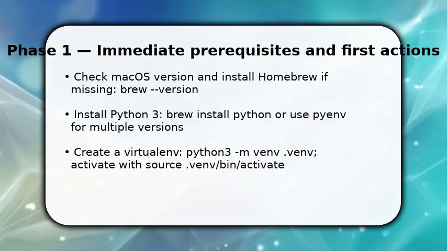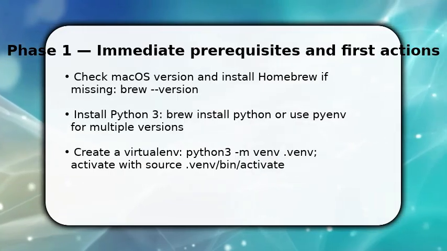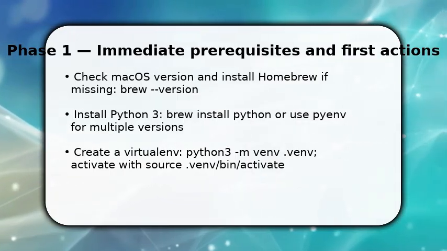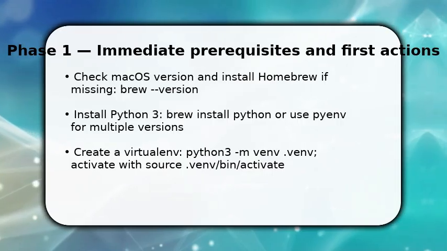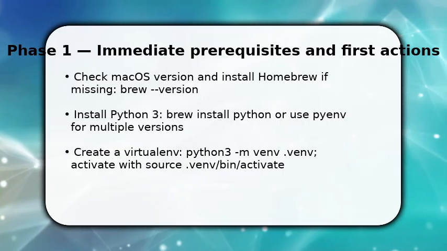You'll start by preparing the environment so Jupyter runs cleanly. First, confirm Homebrew and Python 3 are installed. Homebrew simplifies package management. Once done, create and activate a virtual environment to isolate packages.